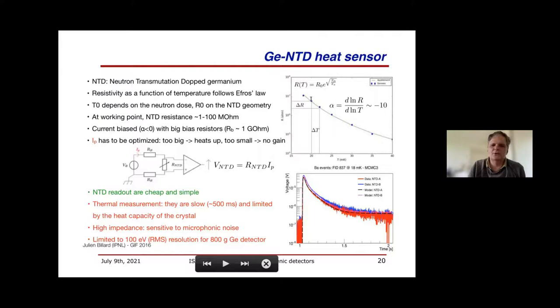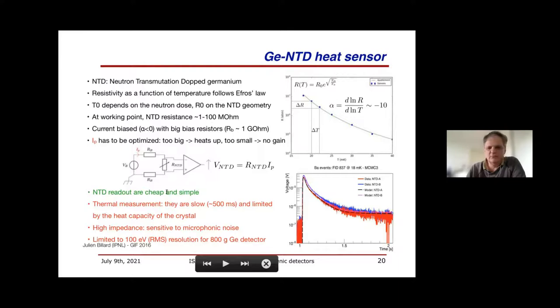So the resistance will go down when the particle comes back, and then the detector will go back to the thermal bath. Now these are cheap and simple. The typical size of an NTD is just a few millimeters by a few millimeters, with a height of a fraction of a millimeter. It's a small thing. You can make them by exposing a large chunk of germanium, a slab of germanium, and mass produce them, a few thousand easily.